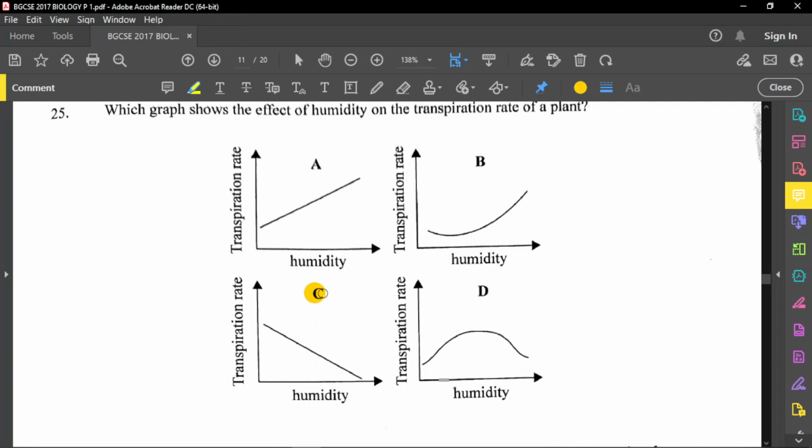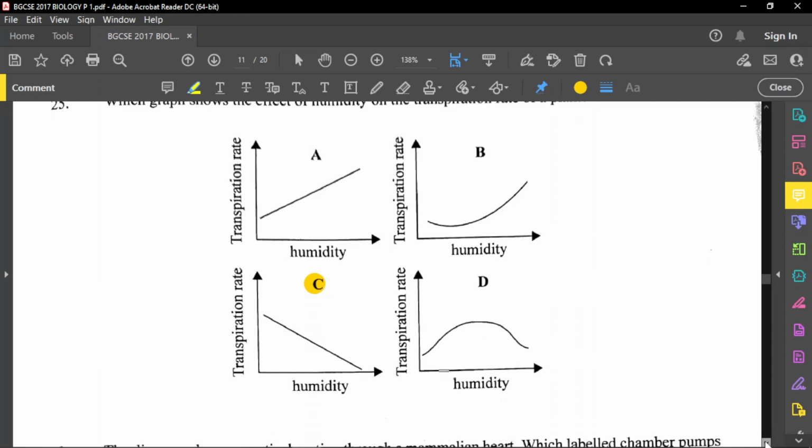Graph A is saying that both of them are increasing, all right, and graph B is saying that they're increasing with a square value, and D is saying that it increases and then stabilizes and decreases. No, they're actually inversely related. As one increases, the other one decreases.